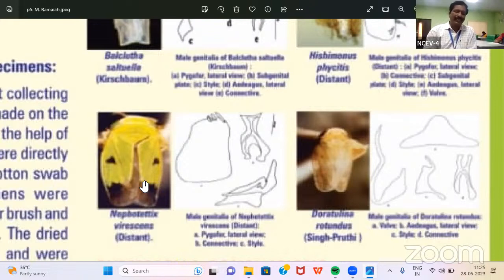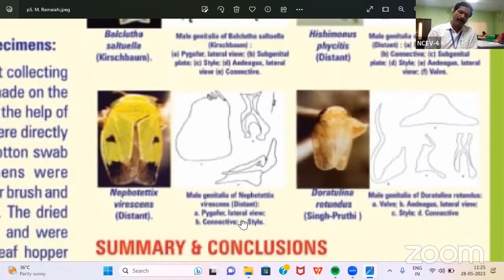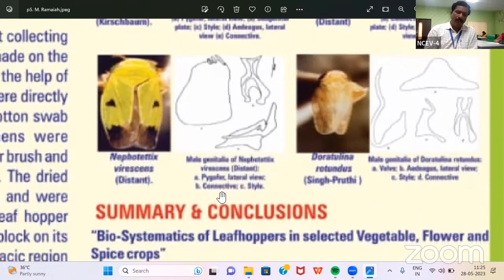We can observe the aedeagus is slender and very long, with a wider base that narrows abruptly, the shaft slender and the apex pointed, with a conifer at the apical end. This is the specific character of Dorolena rotundus.